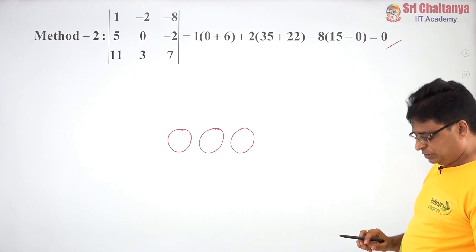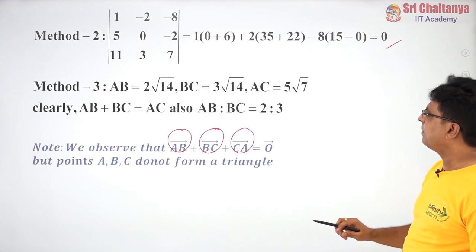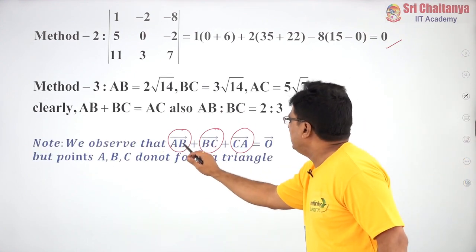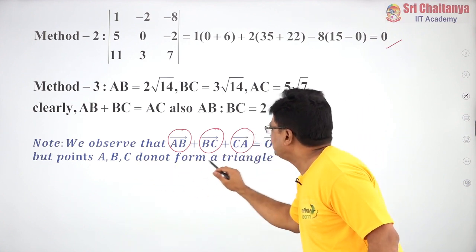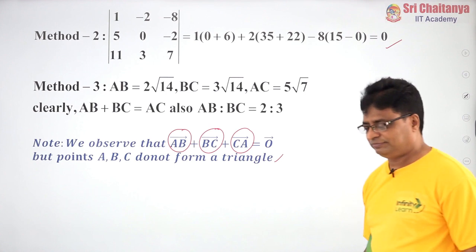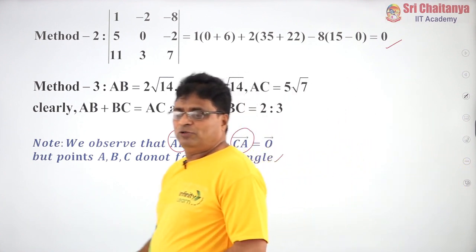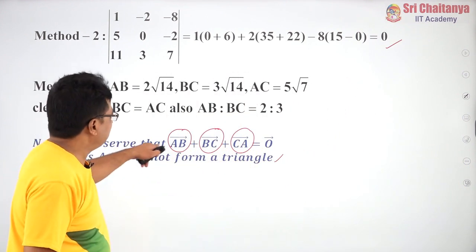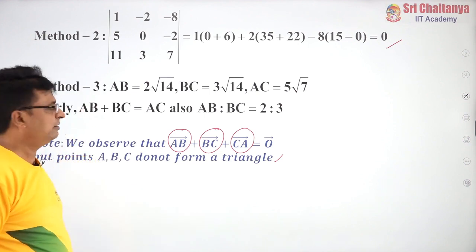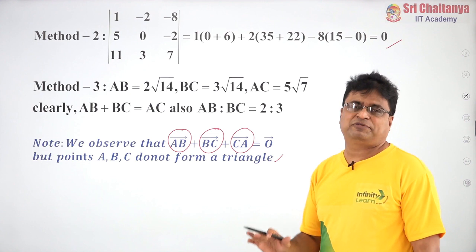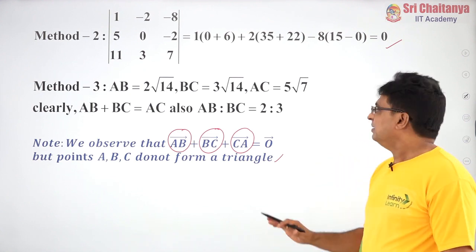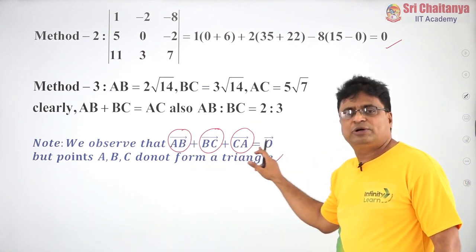So, here what I am going to say is, read the statement properly. We observe that AB bar plus BC bar plus CA bar is equal to 0 bar, but points ABC do not form a triangle. Though the sum of the vectors in this direction is 0 vector, the points need not form a triangle. But this is the basic condition to establish for a triangle.